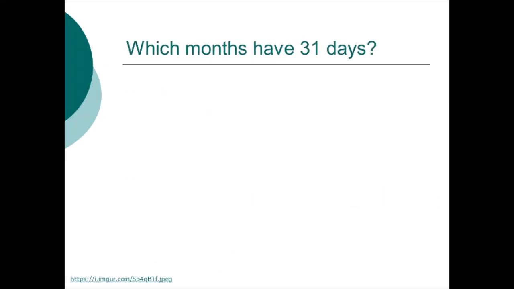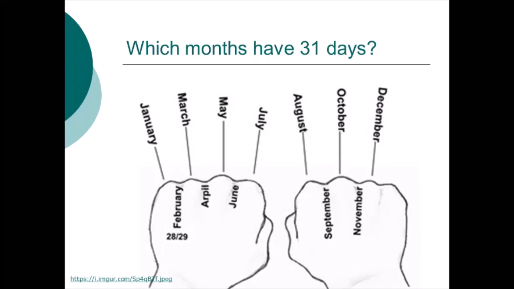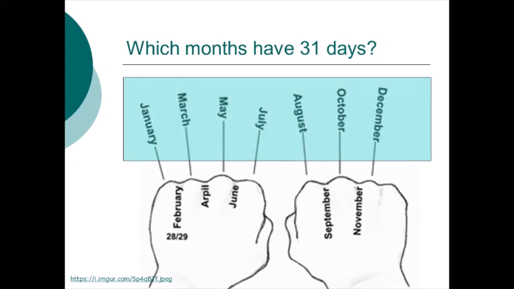Some of you might not be familiar with which months have 31 days. So if you use both your hands, each month on a knuckle, these months have 31 days. And in between, they have 30 days except for February, which is 28 during an ordinary year and 29 days during a leap year.